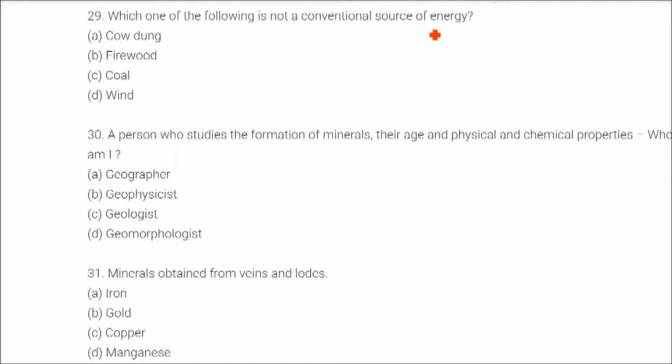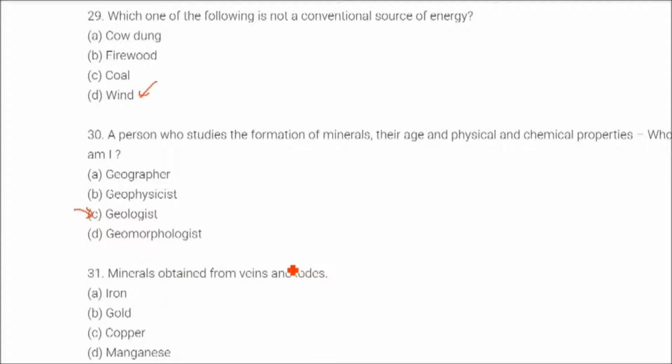Which one of the following is not a conventional source of energy? The answer is wind. It's a non-conventional source of energy. A person who studies the formation of minerals, their age and physical and chemical properties. Who is he? The answer is geologist.